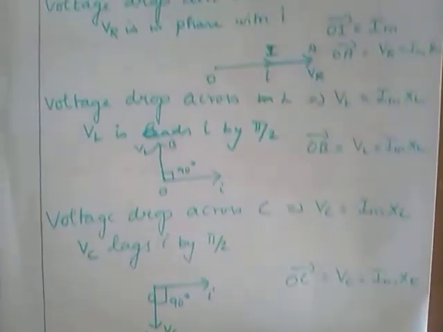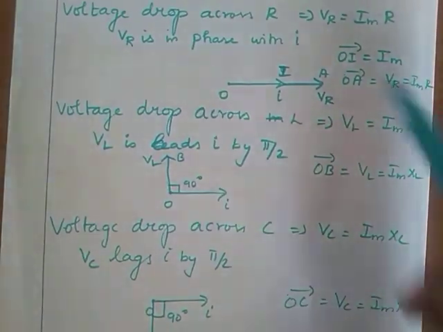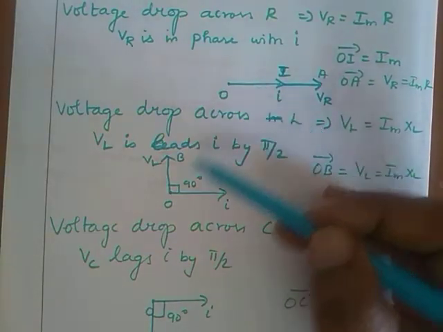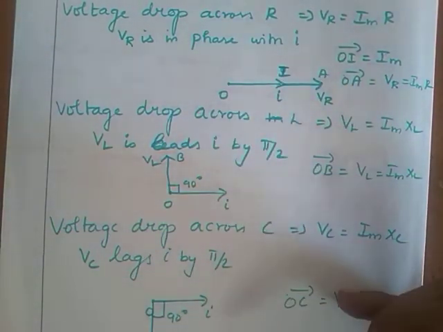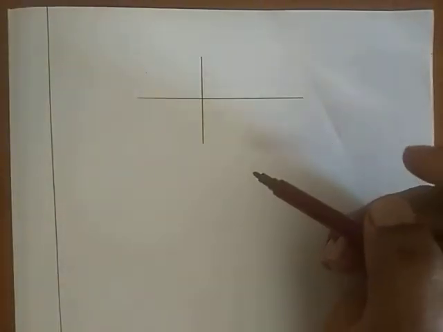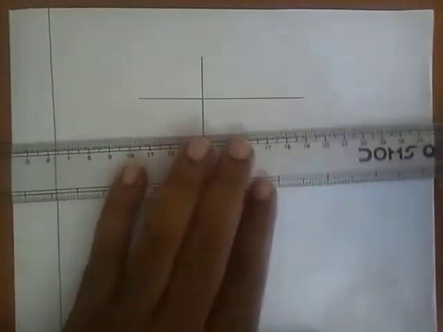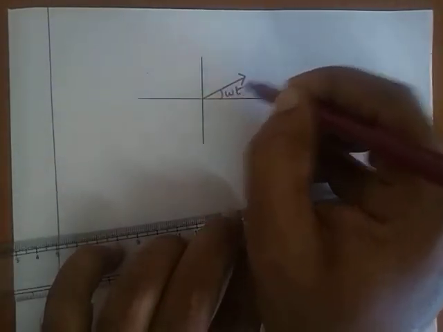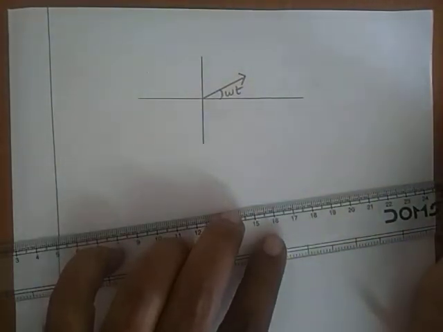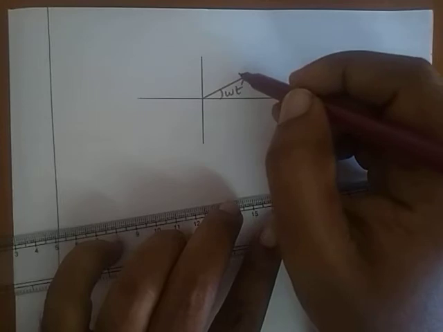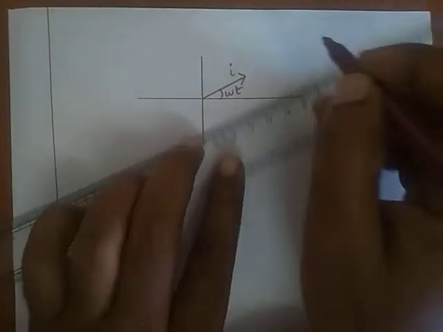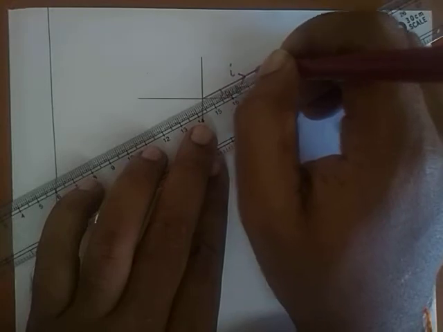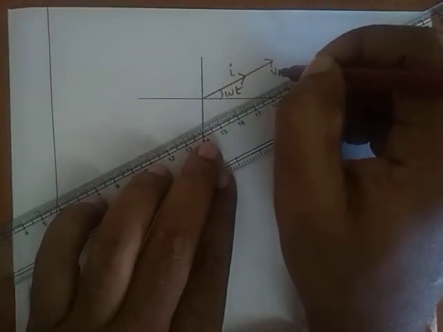So here I will combine these three phasor diagrams into a single phasor diagram. First of all, I draw the current as a reference, having the phase angle omega t. This is the current. Then next, for the resistor circuit, the current and voltage are in phase. This is current I, so the current and voltage are in phase. So this is VR.